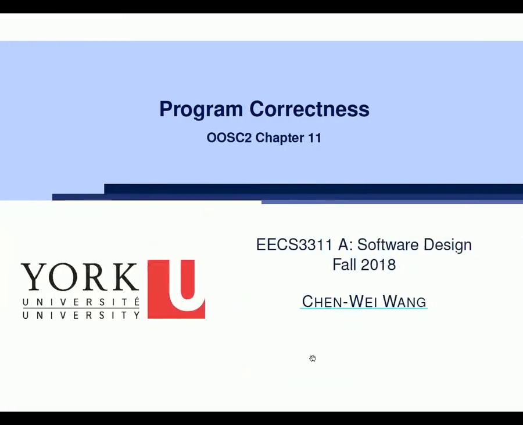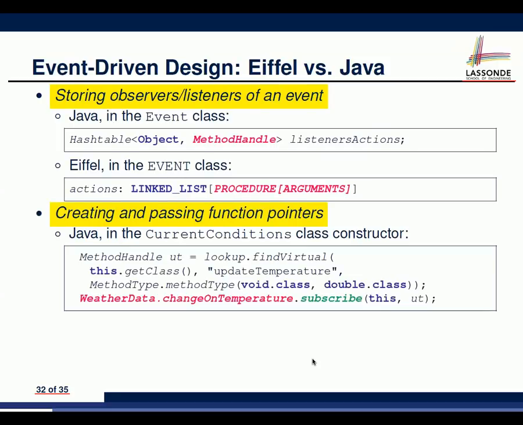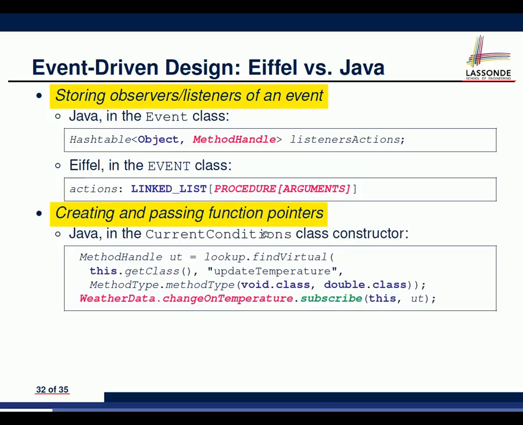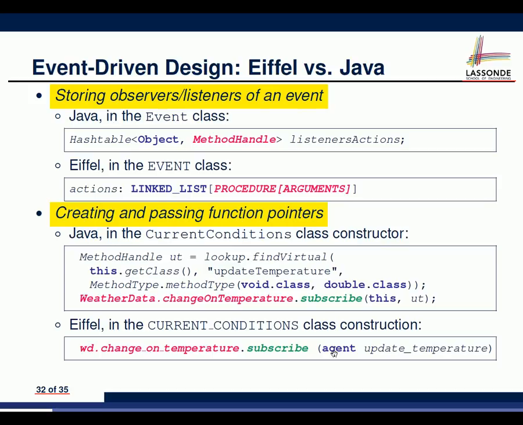A final slide I would like to refer you to. Basically, this slide tells you, for example, in the event class, we had to declare by including objects and method handle in the case of Java. But in the case of Eiffel, we simply say procedure, right? Just more support in the library. And then if you want to subscribe to particular events, you have to do so much coding over here to get a method handle, as opposed to simply using agent in Eiffel. That's the final comparison. For the event-driven design, you just have more direct support in Eiffel. That's it. But you should also know how to do that in Java as well.